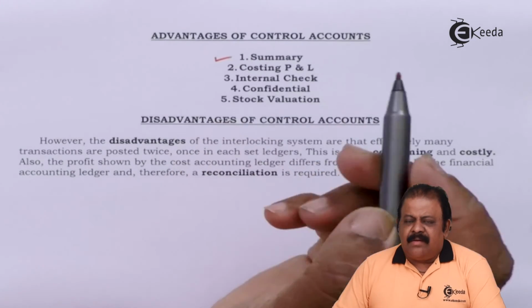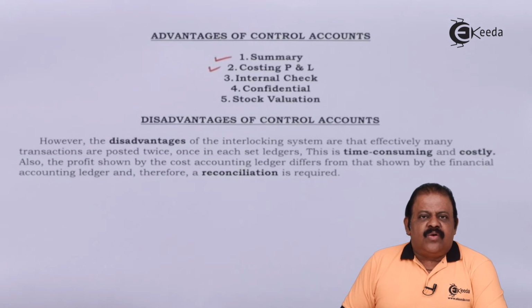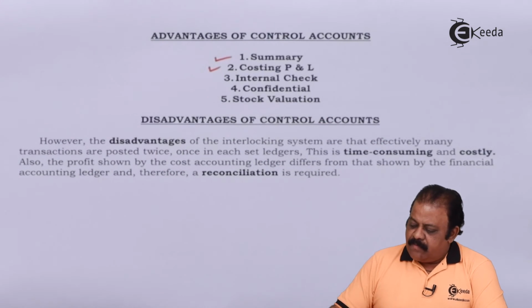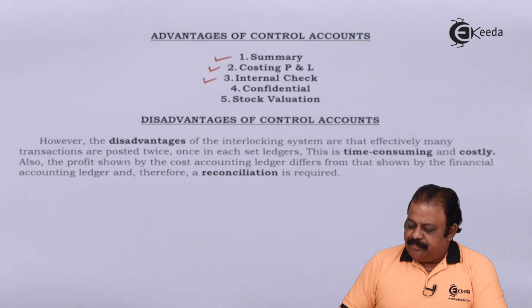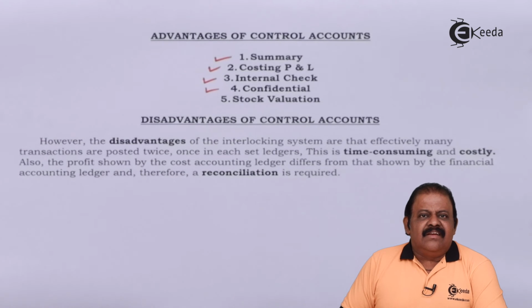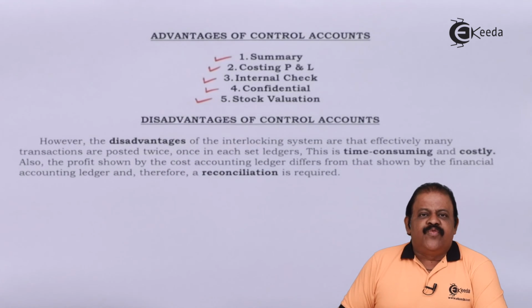First, it provides summary of all transactions. Secondly, we can prepare costing profit and loss account with the help of those control accounts. It is useful tool for internal check on cost. It keeps internal processing and treatment of expenses and other items confidential. It is very useful for stock valuation of raw material, work in progress and finished goods.